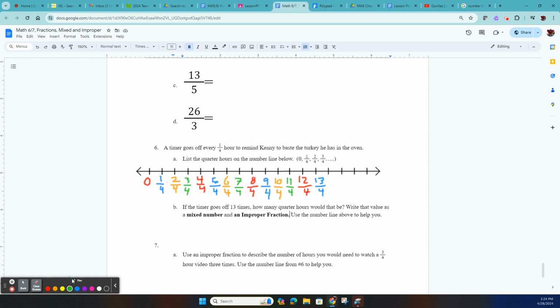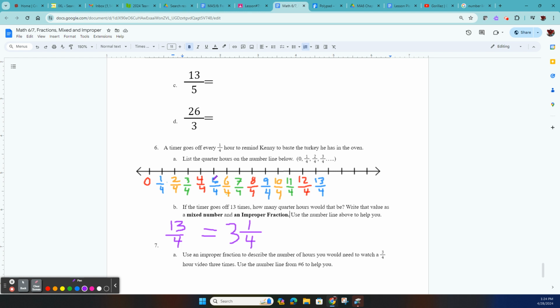Cool, why not? Anyway, part B, it says, if the timer goes off 13 times, how many quarter hours would that be? Write that value as a mixed number and as an improper fraction. Okay, well, cool. We'll check that out. How many quarter hours would that be? Well, the way I wrote my number line, it already told me the improper fraction. I've got 13 quarters. All right. But then as a mixed number, how the heck am I going to do that? Well, I can convert it, and I could just say, hey, I know 4 fits into 13 3 whole times, and I know that would be 12, so 13 take away 12. That'd be 1/4 left over.